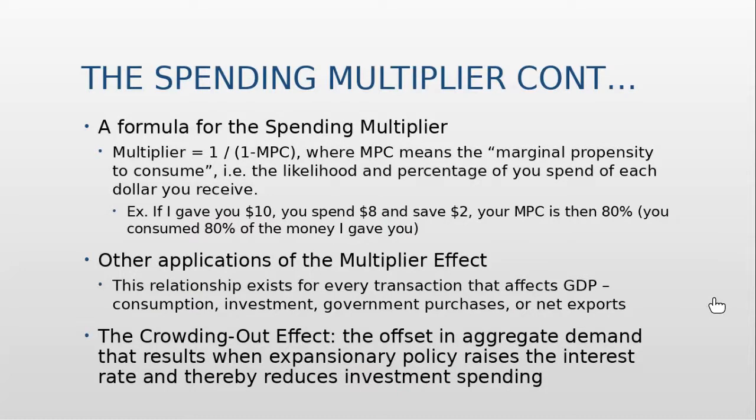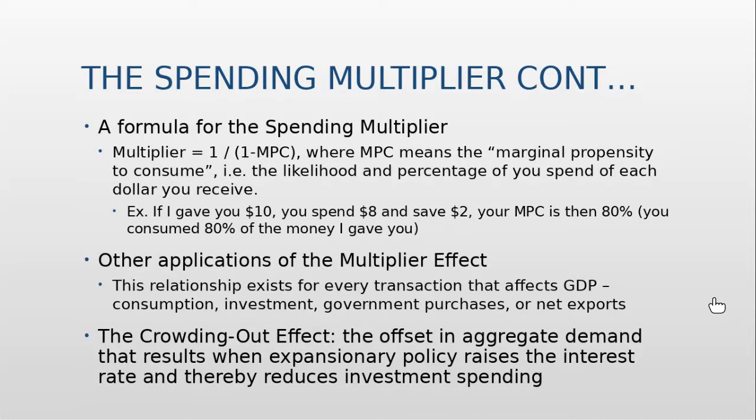Now, there's a way we can calculate this, and there's a formula for the spending multiplier, and that multiplier is basically 1 over 1 minus MPC, where MPC means marginal propensity to consume, and this is the likelihood and the percentage you spend of each dollar you receive. So to give you an example, if I gave you $10 and you spent $8 and saved $2, your marginal propensity to consume is then 80%. You consumed 80% of the money I gave you.